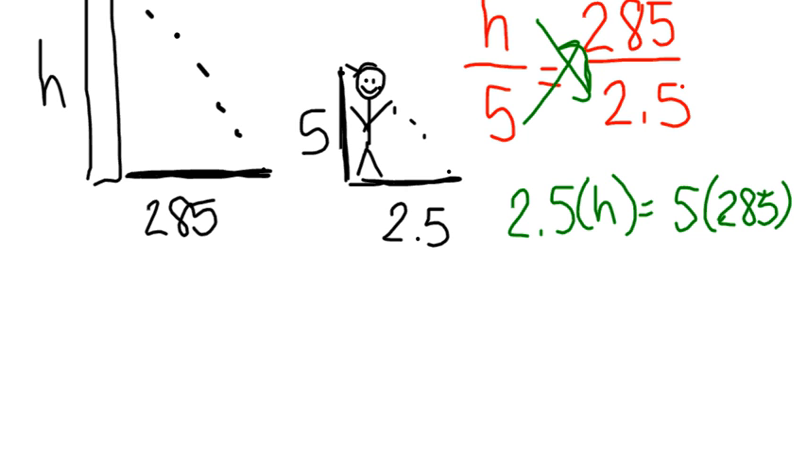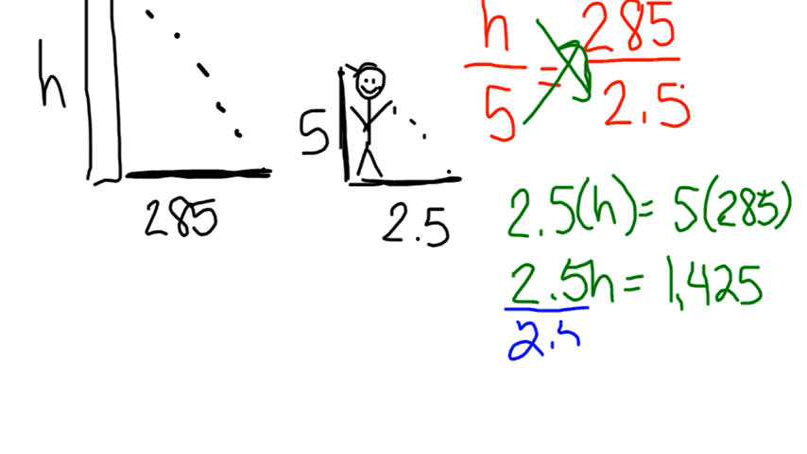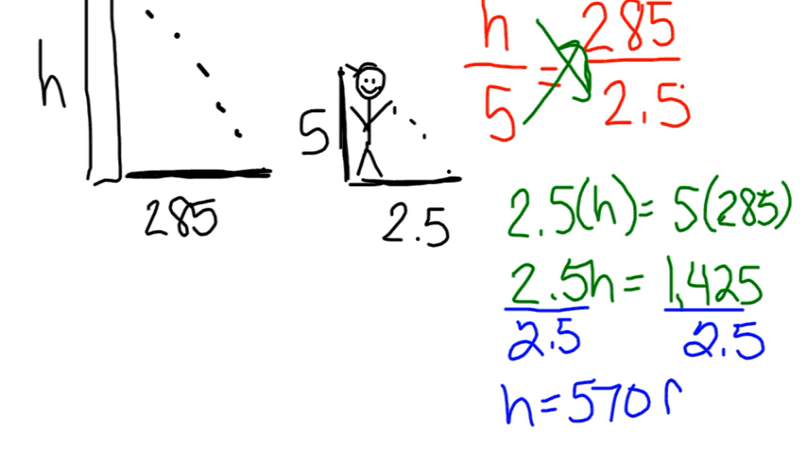Okay, so now that we have our cross products, now we can multiply. So we got 2.5h equaling 1,425. Our variable h is being multiplied by 2.5, so let's divide by 2.5 on both sides. Okay, and when we get that, our missing height is going to equal 570 feet. So the monument is 570 feet.